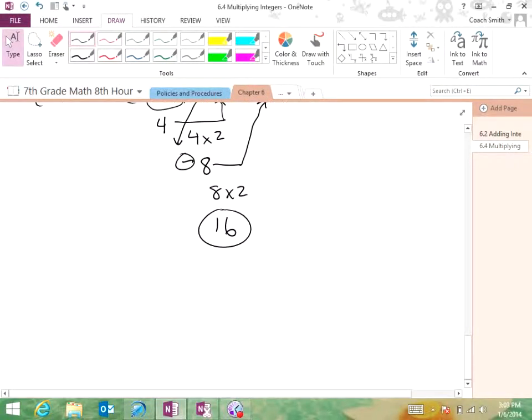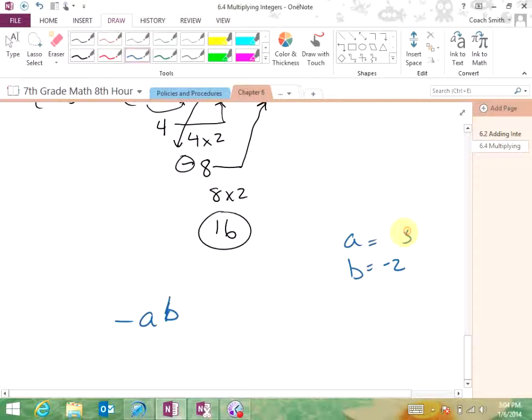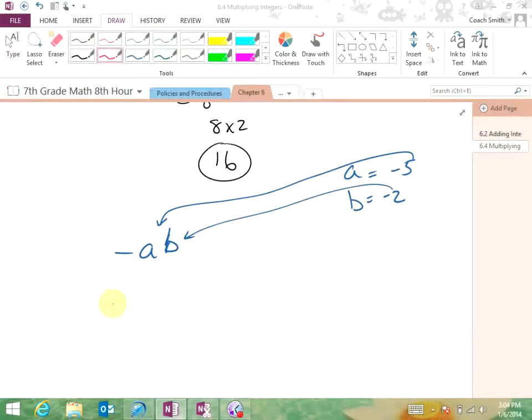Now, another one I want to look at, because this is usually confusing to people, is this right here. Negative sign, A times B, where B equals negative 2 and A equals negative 5. So we have negative 5 times negative 2. I plug that in for A, and we plug that in for B. So here's what we have. Negative sign, then negative 5 times negative 2.